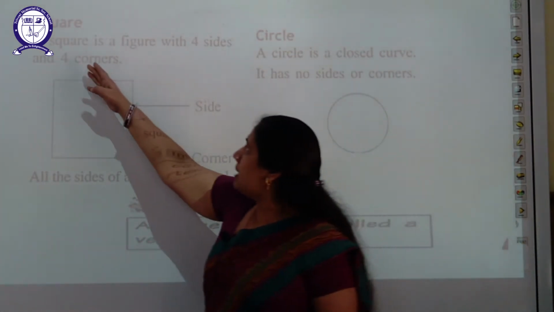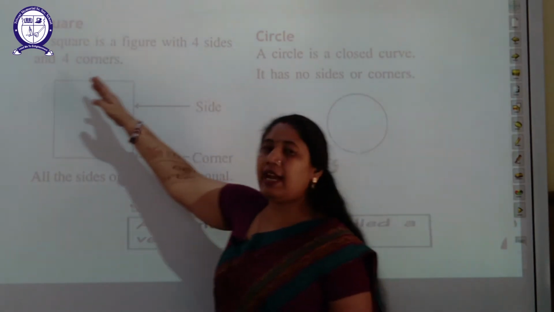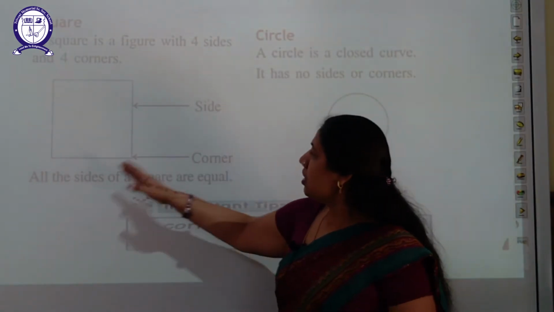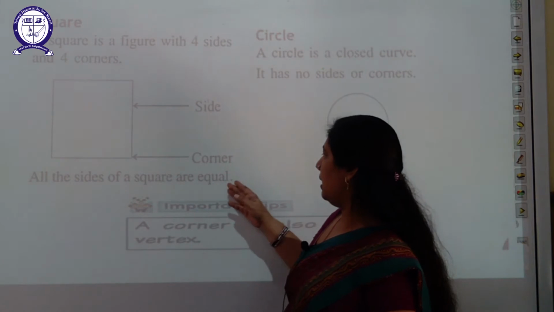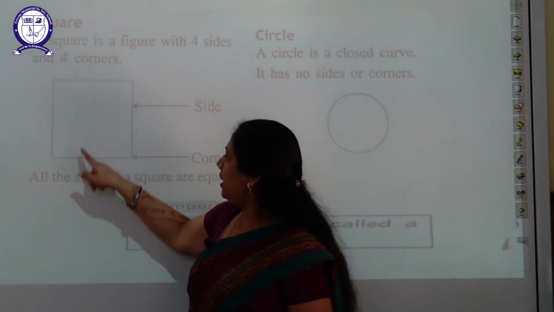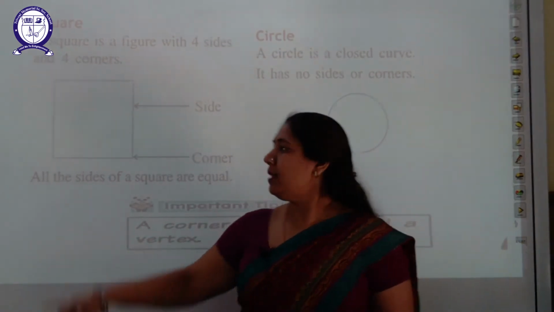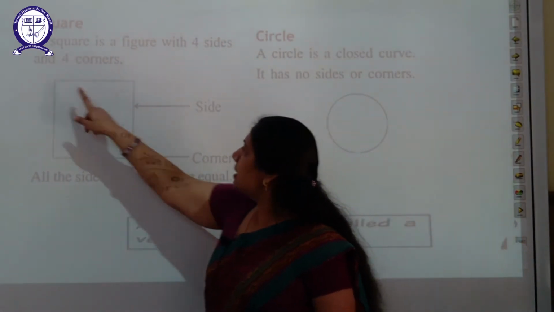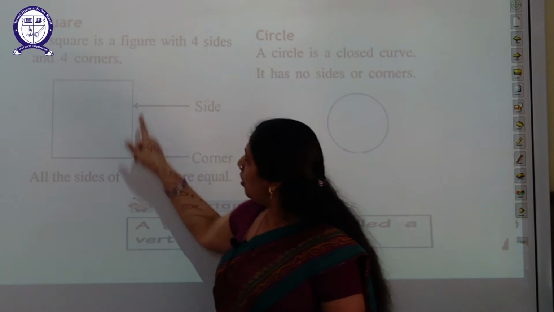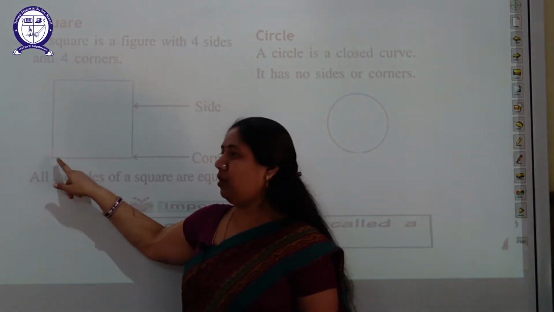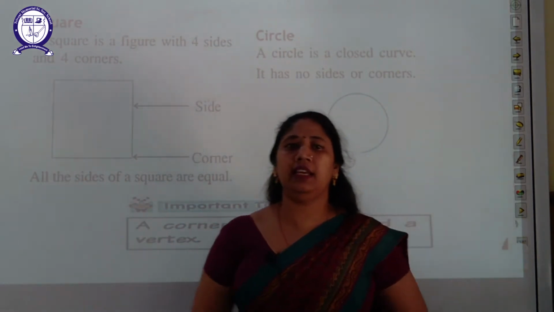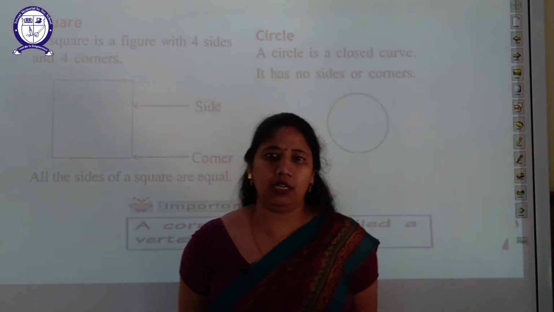Square. A square is a figure with 4 sides and 4 corners. All the sides of a square are equal. So 1, 2, 3, 4. All the sides are equal and there are 4 sides. 1 corner, 2 corner, 3 corner and 4 corner. And in a square there are 4 corners.